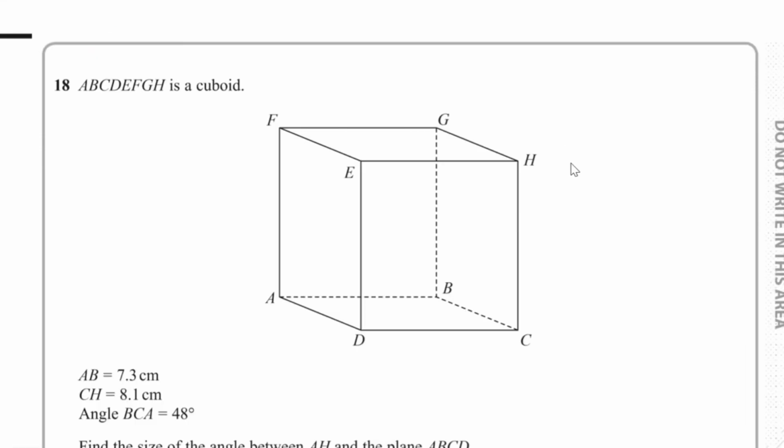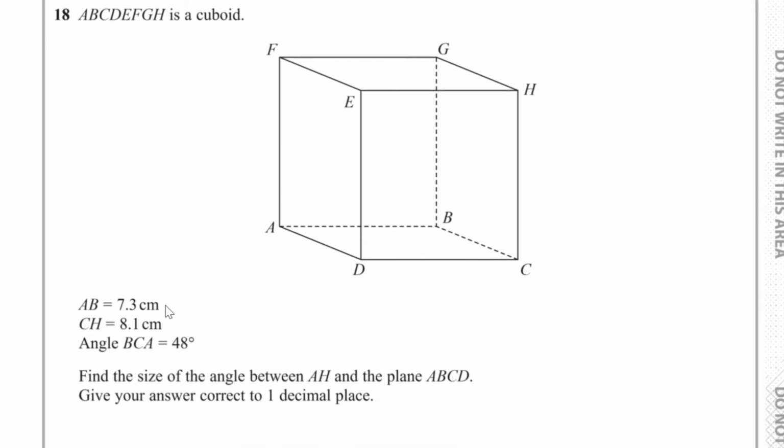Question number 18. ABCDEFGH is a cuboid. AB is equal to 7.3 centimeters. CH is equal to 8.1 centimeters, and the angle BCA is 48 degrees. We have to find the size of the angle between AH and the plane ABCD. Give your answer correct to 1 decimal place.